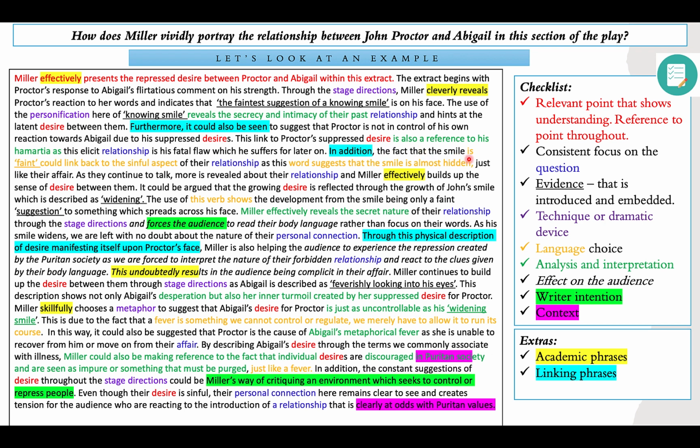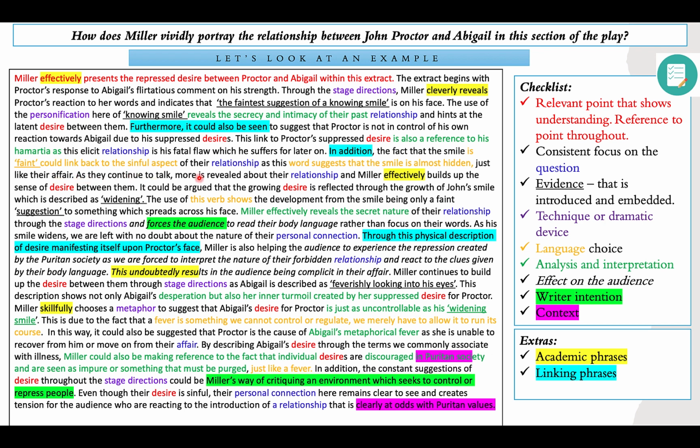In addition, the fact that the smile is faint could link back to the sinful aspect of their relationship. So we're zooming in and commenting on one word here and what we think it implies or what is suggested. This word suggests that the smile is almost hidden, just like their affair. So this is quite a good interpretation of what the language here could mean and what it could refer to.